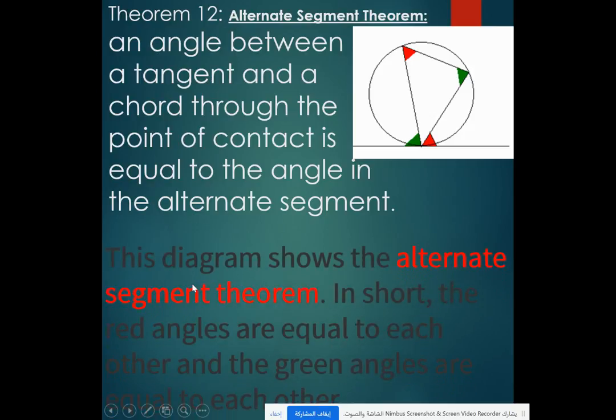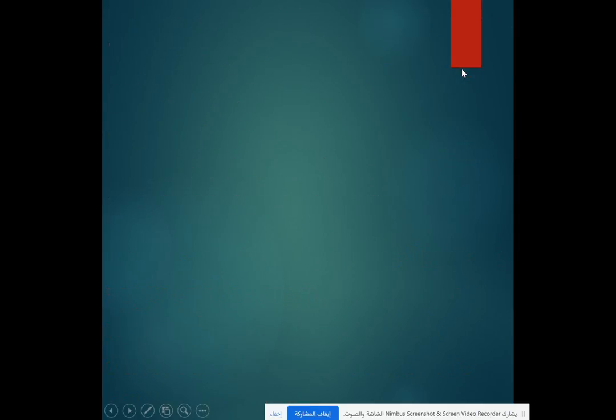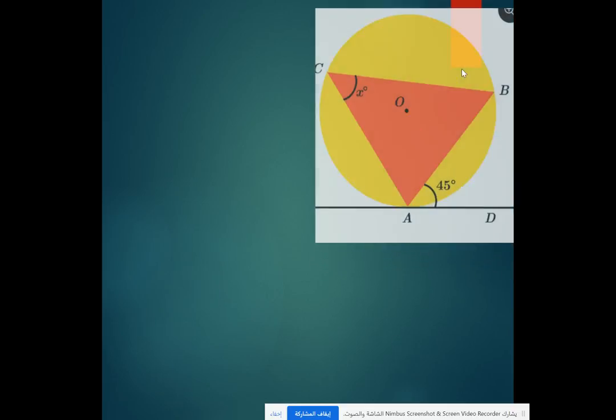You can see that this diagram shows the alternate segment theorem. In a short way, the red angles are equal to each other, and the green angles also are equal to each other, because they have the same property for this theorem. Now let's have some examples.